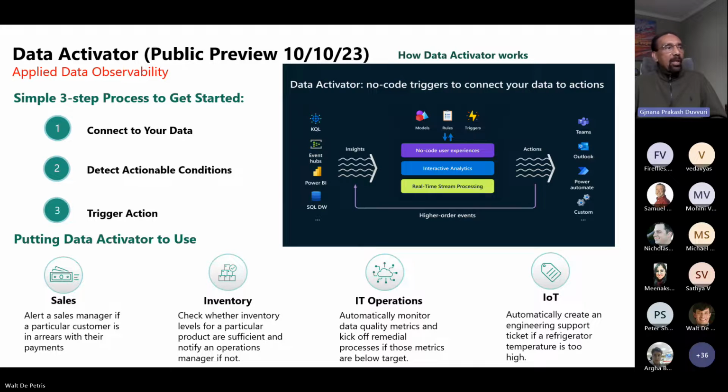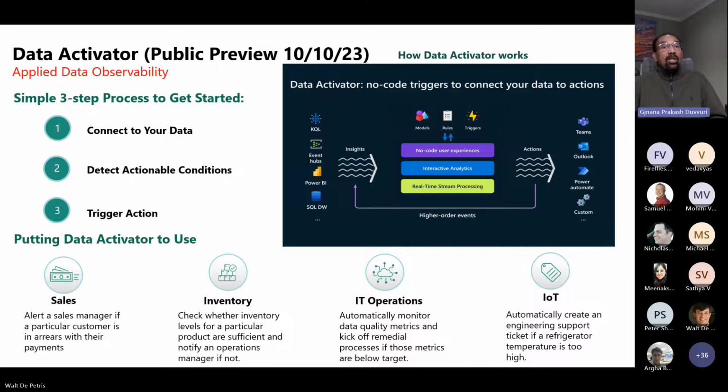Let's take some examples. In sales, it alerts a sales manager if a particular customer is in arrears with their payment, so that he may not send out the order and has to look into that. Inventory: check whether the inventory levels for a particular product are sufficient, and notify an operations manager if not. IT operations: automatically monitor data quality metrics and kick off a remedial process if those metrics fall below target. And IoT: automatically create an engineering support ticket if a refrigerator temperature is too high, or if a total panel is going out, or the office is very hot inside, it automatically takes action and brings down the temperature.